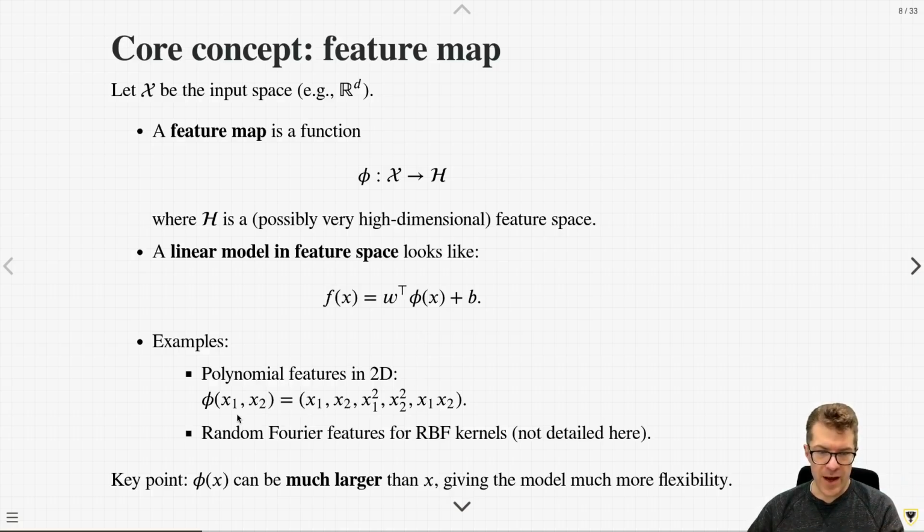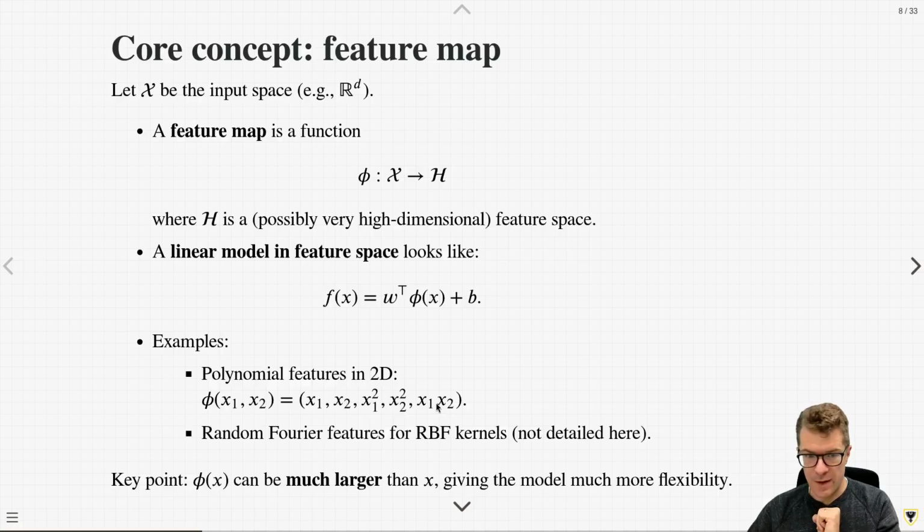So here we have a two-dimensional space x1, x2. We have the feature map function phi, which takes those two variables and then produces x1, x2, so no change. And then x1 squared is phi 3. Phi 4 is x sub 2 squared. And phi 5 is x1 times x2, which is also a nonlinear transform.